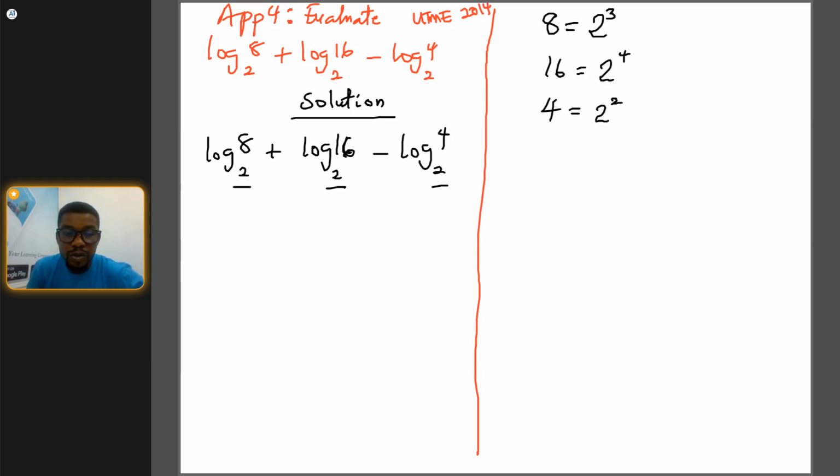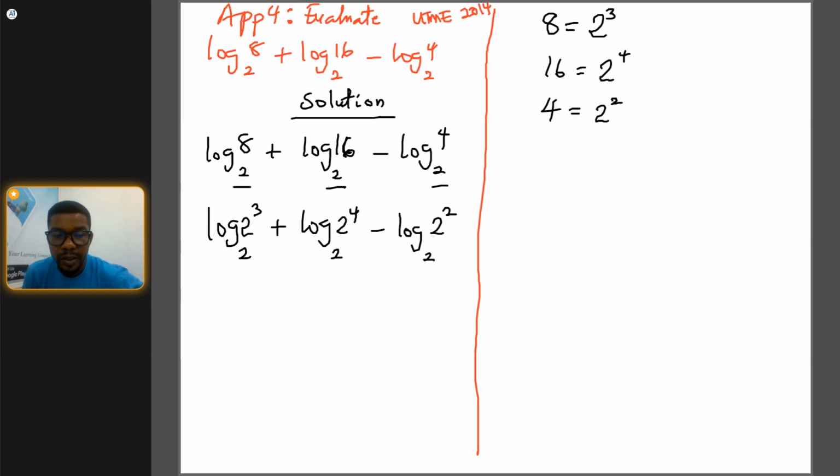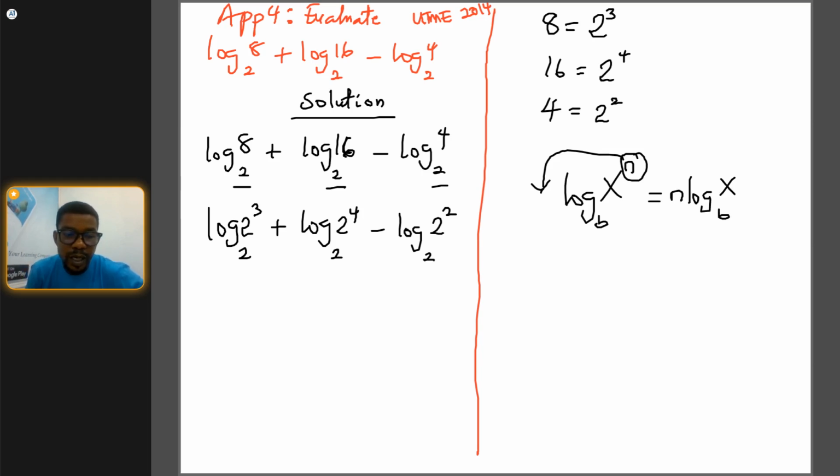So we are going to use all this to substitute the values in the question. This is going to give us log 2 raised to power 3 base 2 plus log 2 raised to power 4 base 2 minus log 2 raised to power 2 base 2. Following the rules of logarithm, where we have log x raised to power n base b, the power comes to the front and we have n log x base b. The similar thing we have to do to this expression: these powers come to the front.